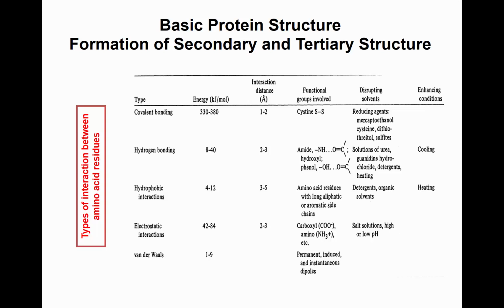Hydrogen bonding is disrupted by urea because urea will form hydrogen bonding itself with the components of the protein, thus breaking the hydrogen bonding within the residues. Same with detergent, they would have the same effect. And heating. Heating disrupts hydrogen bonding.